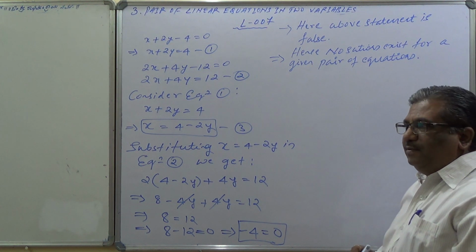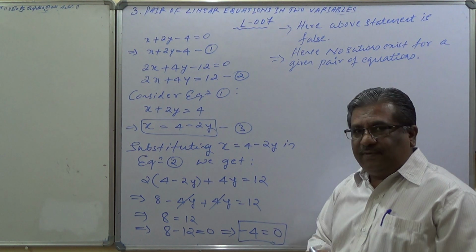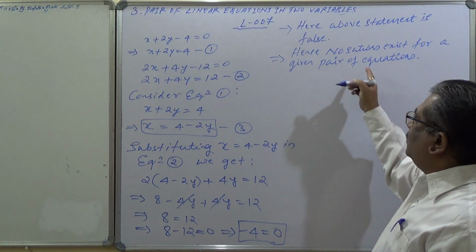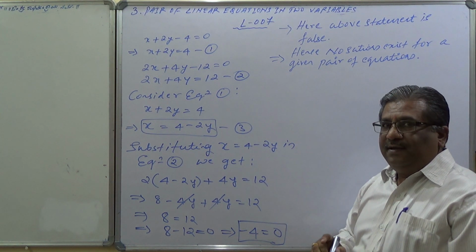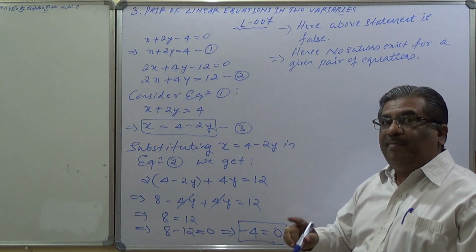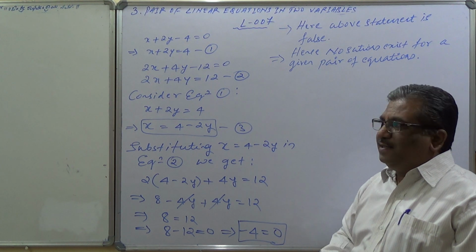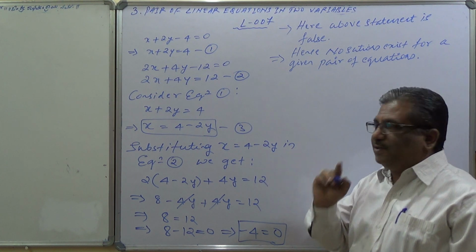What is the question? Will the rails cross? When I say no solutions exist, the linear equations represent parallel lines. Hence, the rails do not cross.